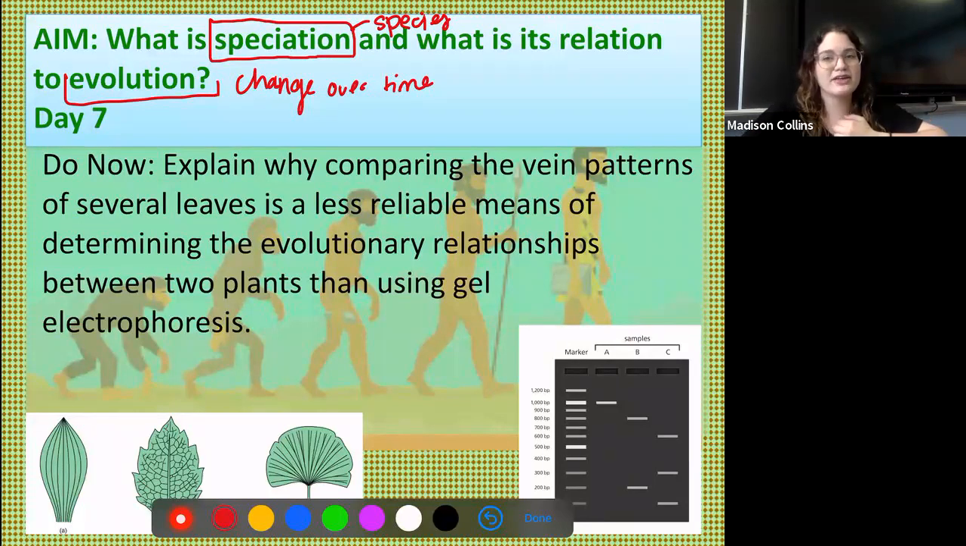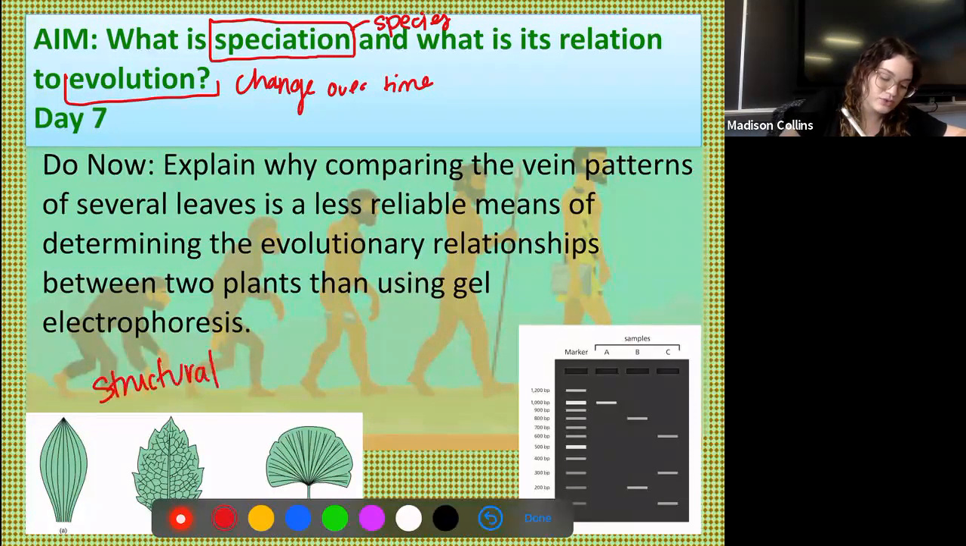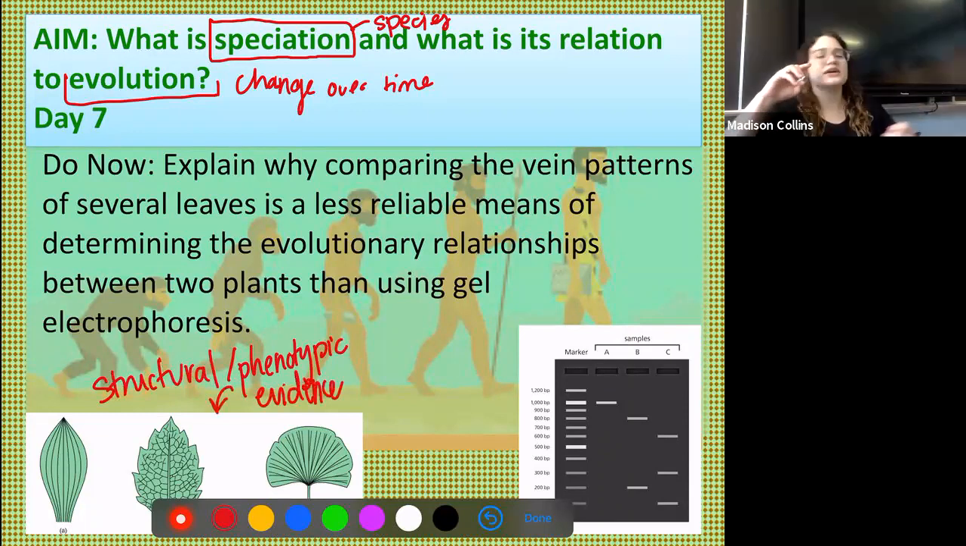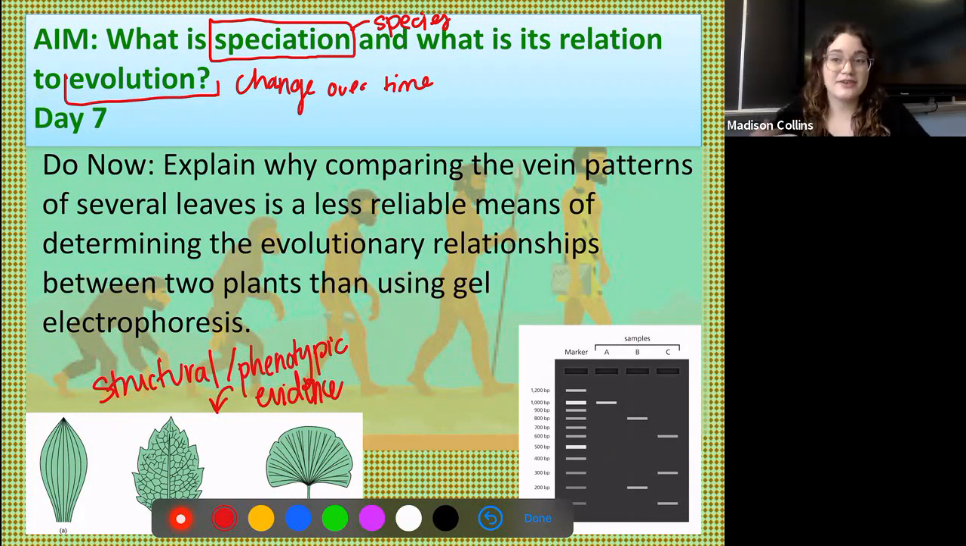So when we're talking about comparing the vein patterns of several leaves, we're talking about looking at structural evidence or even phenotypic evidence, right? We're looking at those physical structures that the organisms have. But yesterday we actually talked about some organisms that look pretty similar on the outside. Like we talked about the fins or the flippers of dolphins and sharks and even penguins. They all look like they're pretty similar, but are they the same underneath? No, right? We actually found using DNA evidence that they're not related at all. They have some similar structures on the outside, but if you look on the inside and look at their DNA, they're not related. They don't share a common ancestor.